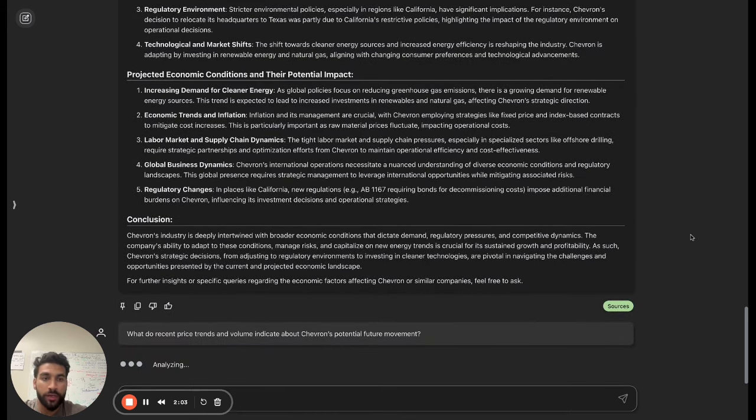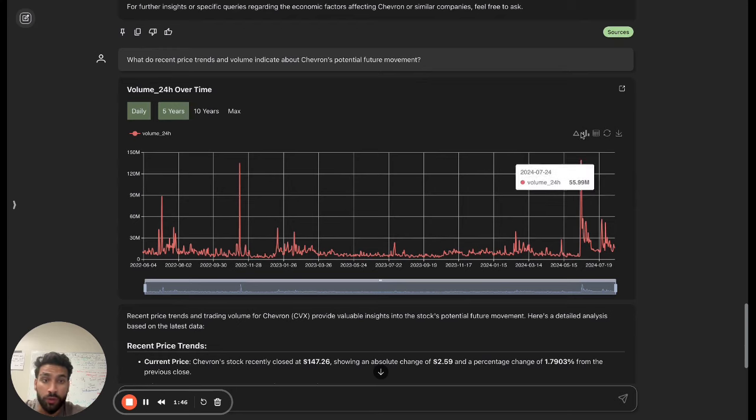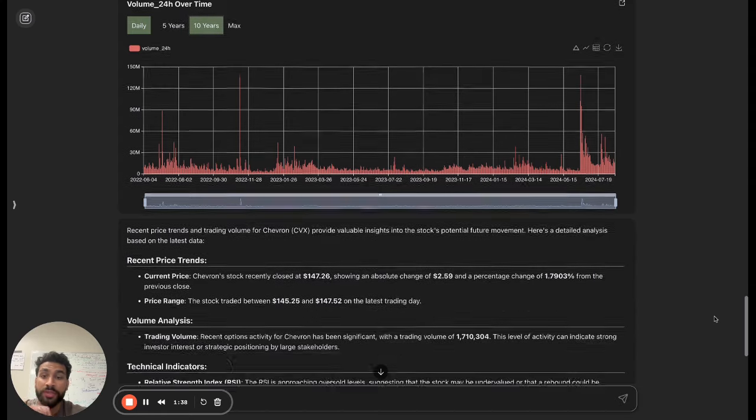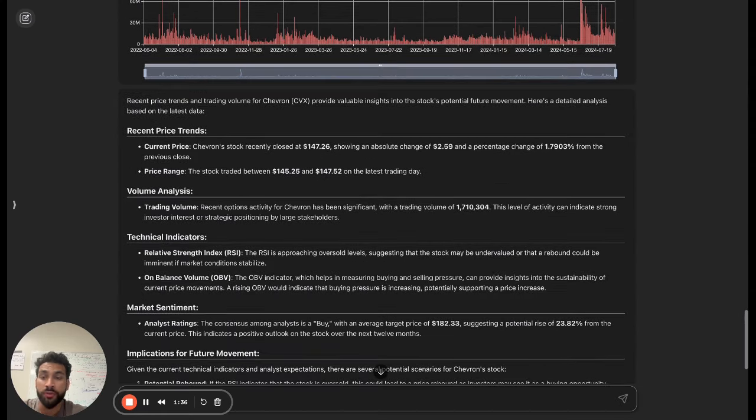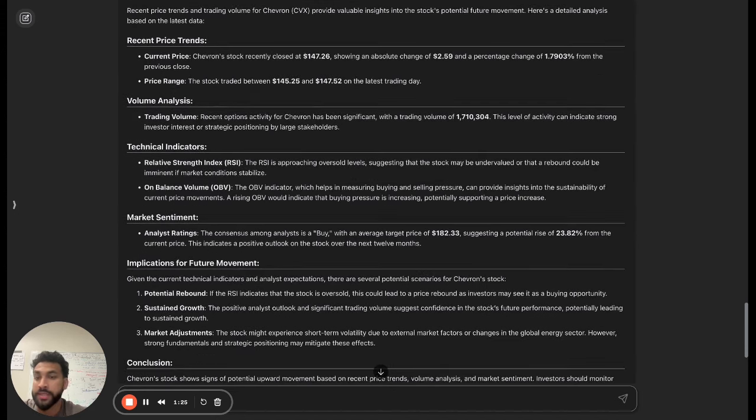Now, technical analysis, I can ask 100 questions on, but for example, I am asking what are the price trends and volume of Chevron's potential future movement. And this gives us a great graph that we can see of Chevron's volume over time. And we can see via bar graph or line graph over the past 5 to 10 years. We can see trends recently, as well as certain analysis of volume and technical indicators. And you can, of course, dive deeper into this and ask follow-up questions in regards to some of this analysis and some of the insights that we see here.